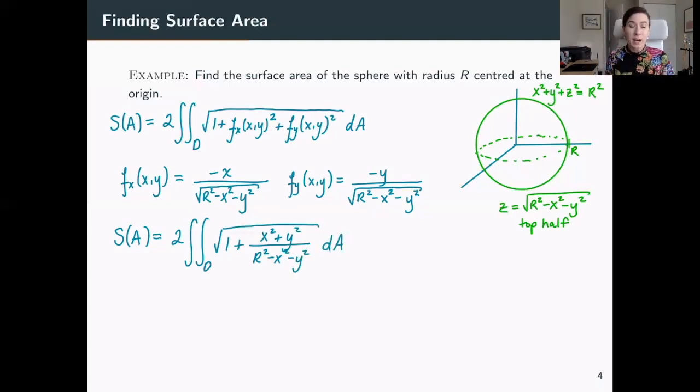The question now is, what domain are we integrating over? And in this case, we want to focus on, for what values of x and y am I actually getting points on my surface? And that's going to happen in this region here. So what we want to do is translate that region from 3-dimensional space into 2-dimensional space.